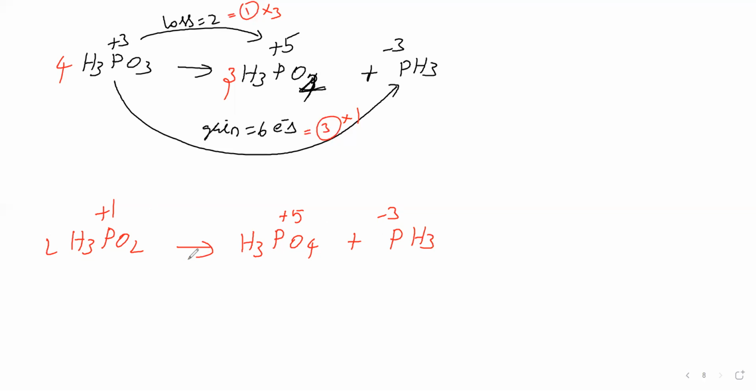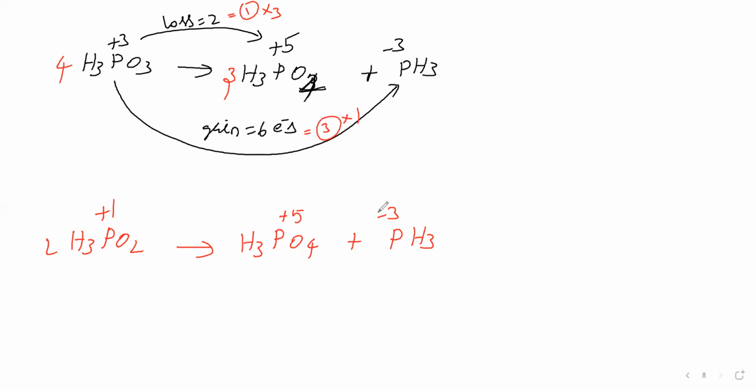It is also disproportionation. So in the phosphorus case, remember that this +3 phosphorus undergoes oxidation to the highest oxidation number +5 in H3PO4, and undergoes reduction to the least oxidation number -3 in PH3. Even H3PO2 is the same. Phosphorus +1 undergoes oxidation to the highest oxidation number +5, and undergoes reduction to the least oxidation number -3. This is about disproportionation we said.